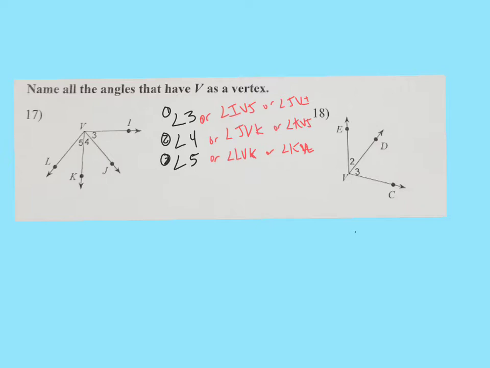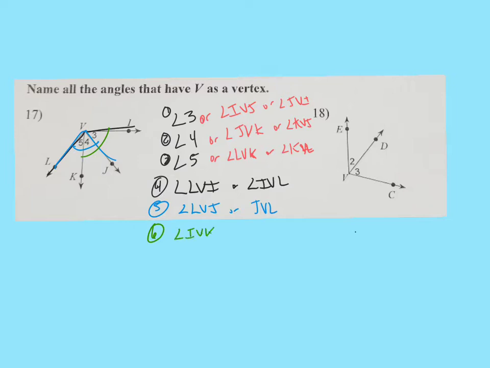All right. Now the fourth angle is going to be the entire angle, so the fourth angle I'm going to count is angle LVI. You could say angle IVL as well. The fifth angle is going to be 4 and 5 together, so it's going to be angle LVJ, or it could be angle JVL. Your sixth angle is going to be 3 and 4 together, so it's going to be angle IVK, or it could be angle KVI.